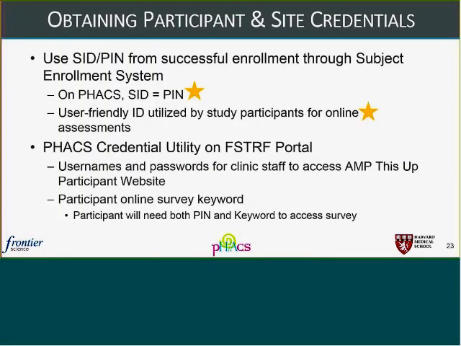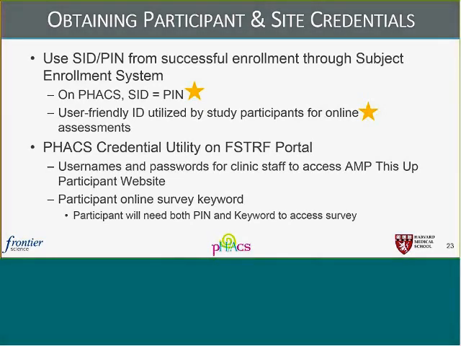So how do you obtain your participant credentials and your site credentials? Again, we're just really trying to drive this point home that your SID is the PIN on PHACS. And then once you have your PIN for your participant, you're going to need to go to our PHACS credential utility on the PHACS portal, where you'll be able to obtain your username and passwords for the clinic staff to access the Amp This Up participant website, and you'll be able to get the participant's keyword for their online survey. So when they take the online survey, your participant will need both their PIN and this keyword to access the survey.